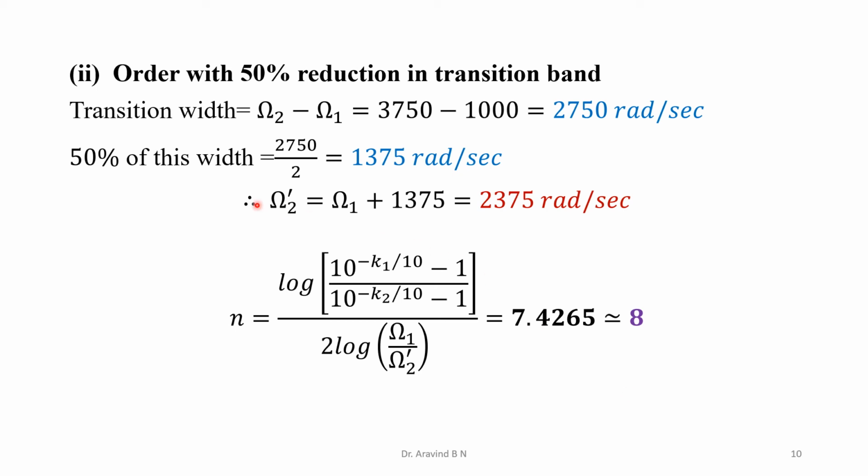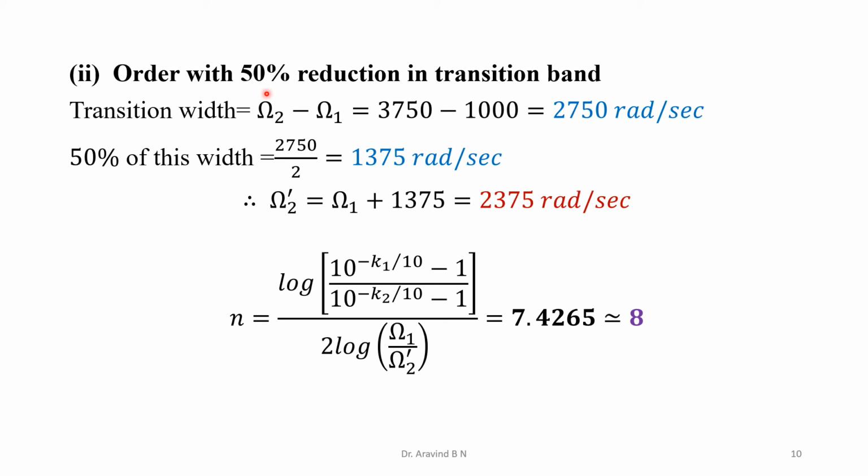Getting into the second sub question. Order with 50% reduction in transition band. So that means we need to calculate the order so that the transition band with respect to the given data must reduce to 50%. If we go through sub question 2 in detail, it has been clearly mentioned that you do not alter the passband value. Keep the passband value as it is, but reduce the transition band by 50%.